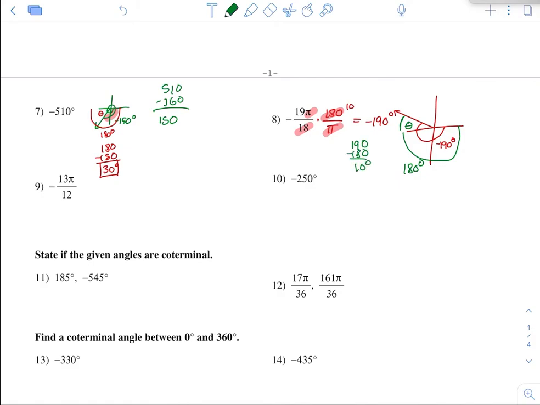So that theta is 10 degrees, but since this already was in radians, we need to make it in radians. So 10 degrees, let's convert it back to radians.